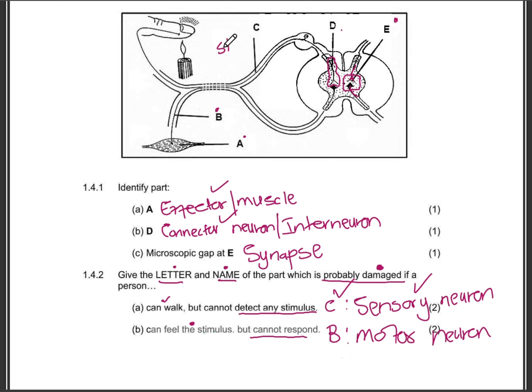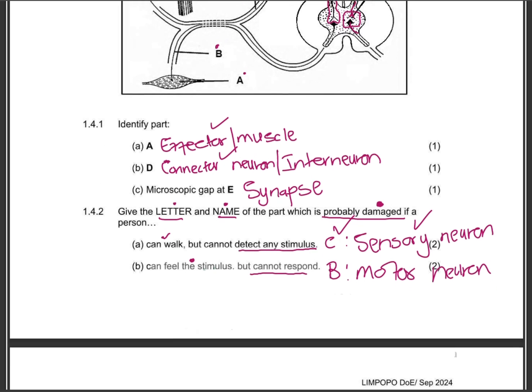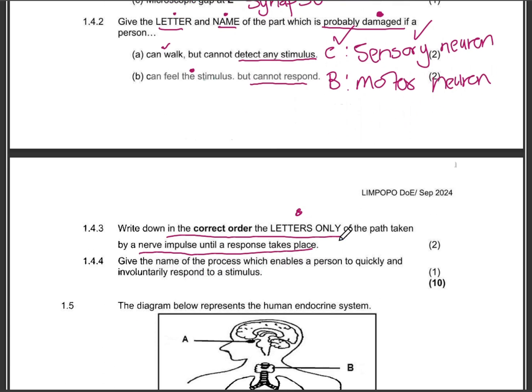That's C. This would be the start here at C. The impulse will be transmitted by the sensory neuron, then the connector neuron, then the motor neuron to our effector. So the correct order will be C, D, B. C, D, and B. So actually there should be commas in between. 2 marks. 2 marks or nothing. Your order will need to be correct in order for you to get the 2 marks. If your order is not correct, then you obviously will lose that 2 marks.